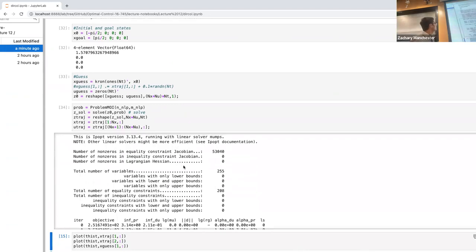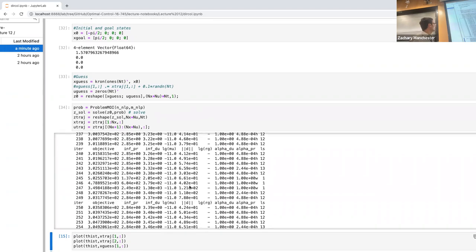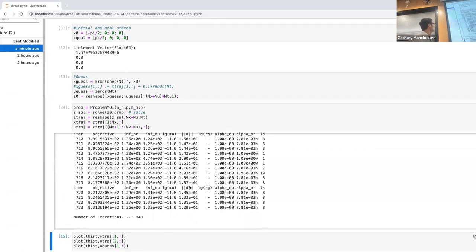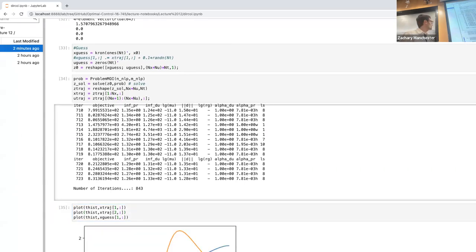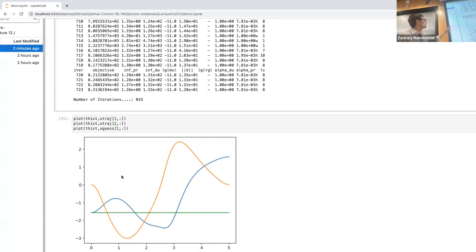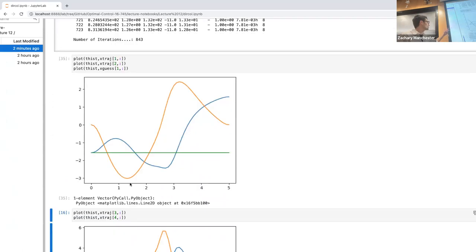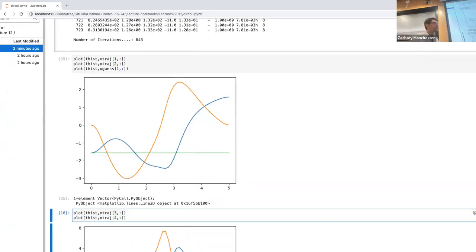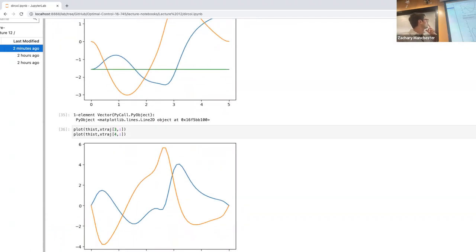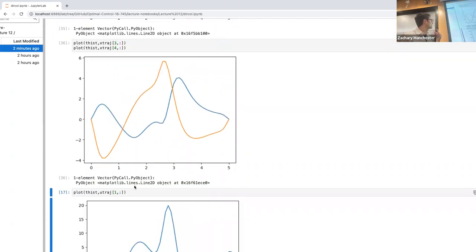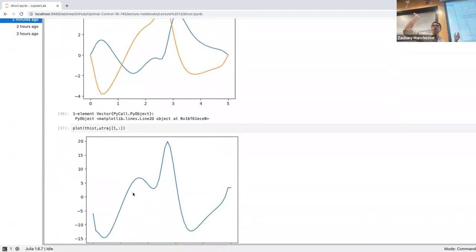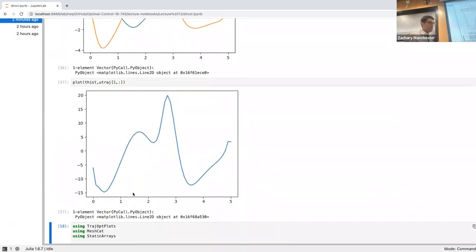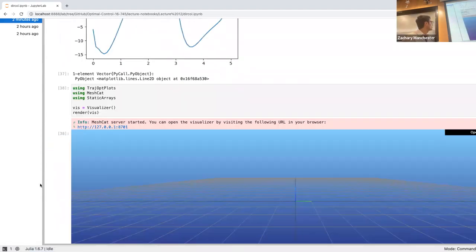Let's see, how many iterations does this take? 843 iterations. Remember that for a sec, hold that in your brain. So let's plot the answers. This looks pretty similar to the stuff we did before, swing up with DDP. Velocity is whatever. Controls are qualitatively pretty similar to the pump-up kind of stuff that we got last time. We can animate this.